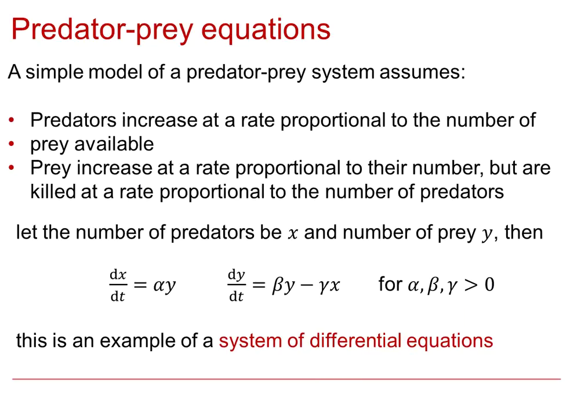If we let the number of predators be x and the number of prey y, then dx/dt is proportional to y, or alpha y, for some constant alpha. And dy/dt can be written as beta y minus gamma x, noting that alpha, beta and gamma are all constants greater than 0. This then is an example of a system of differential equations.